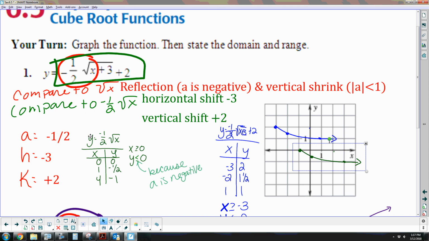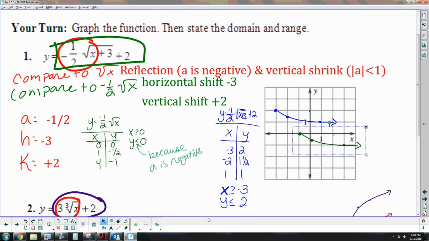Now when we set the domain for our y equals -1/2 times the square root of x, we have x has to be greater than or equal to 0, but because a is negative, our y is going to be less than or equal to 0. And when we set our new domain, our x is going to be greater than or equal to -3, and our y is going to be less than or equal to 2.